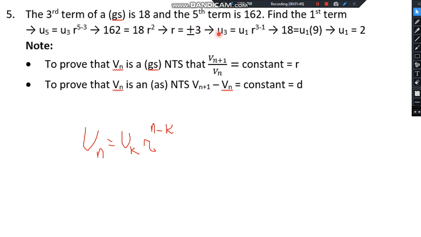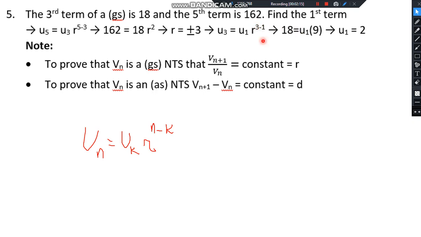Now, if you want to find the first term, you have two choices, because one time r is 3 and one time r is minus 3. So you can use u3 or u5. If you want to use u3, it equals u1 r power 2. So 18 equals u1 times 9. So u1 equals 2. And if you put negative also, minus or plus r to an even power, it will be positive.